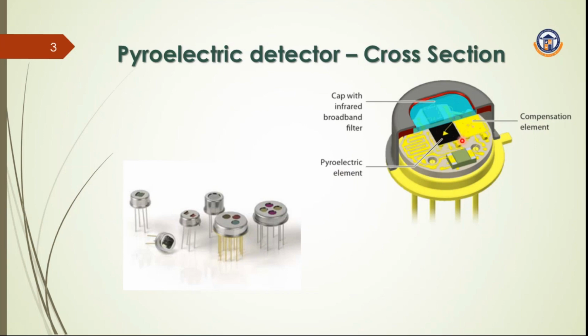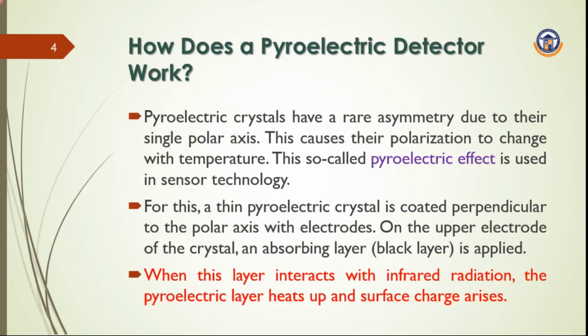This pyroelectric element plays a major role here. It absorbs the IR rays. The absorption of IR rays is converted into heat here. That heat will produce the surface charge changes, and those charge changes will induce the temperature fluctuations, which can be measured through the upper and lower electrodes of the pyroelectric detector.